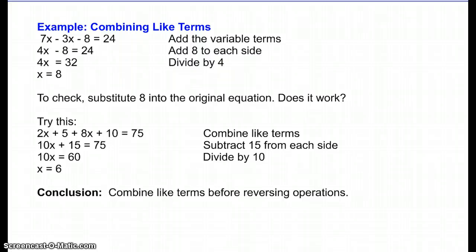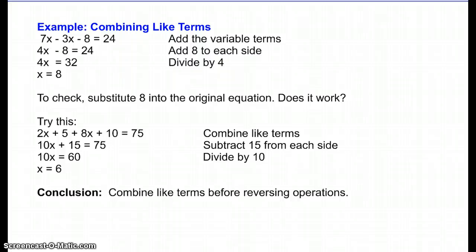To check your answer, you can always substitute it into the original equation. And by original, I mean what was originally written, either in the book, on the worksheet, or on your test. Do not use your second or third step of your equation, just in case you've made a mistake in the transformations as you go. So we're going to substitute 8 back in there and make sure it works. When we do, we get 7 times x, that's 56, minus 3 times 8, which is 24, minus 8, and does that equal 24? Yes, it does. So 8 is the correct answer to this equation.